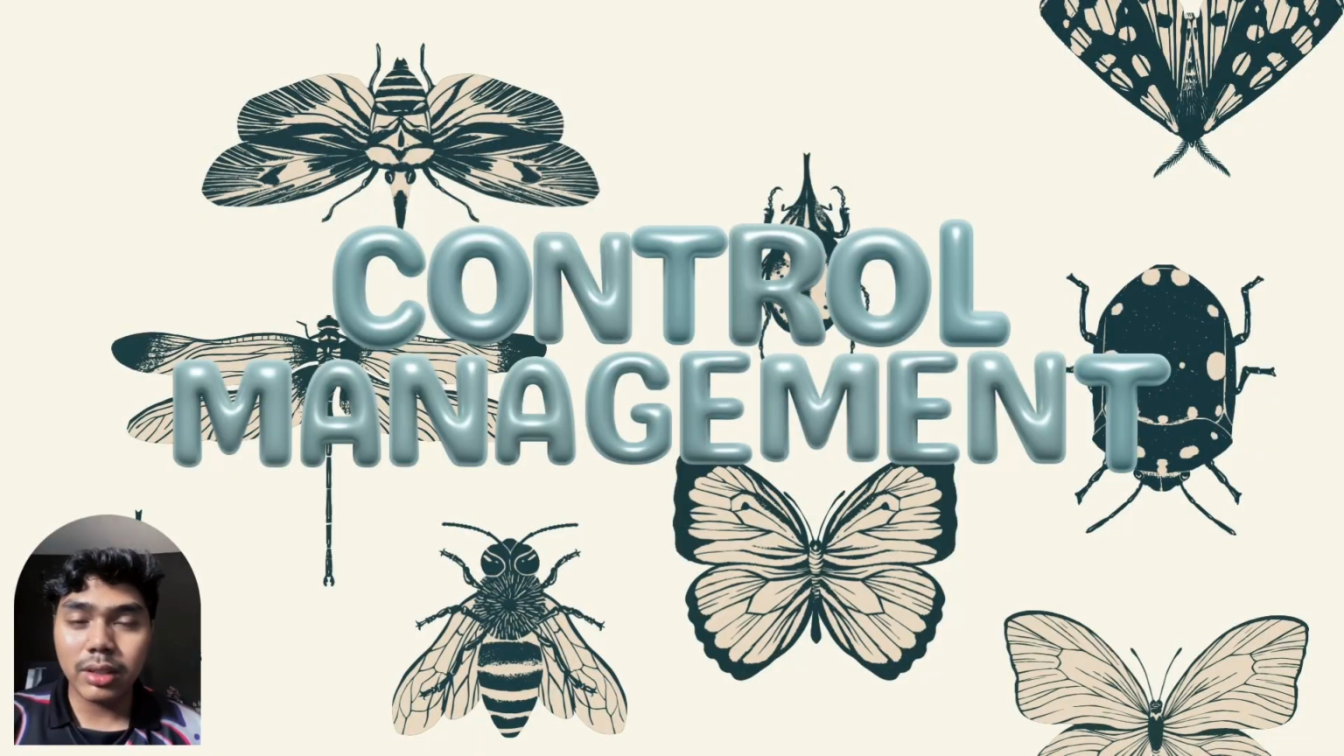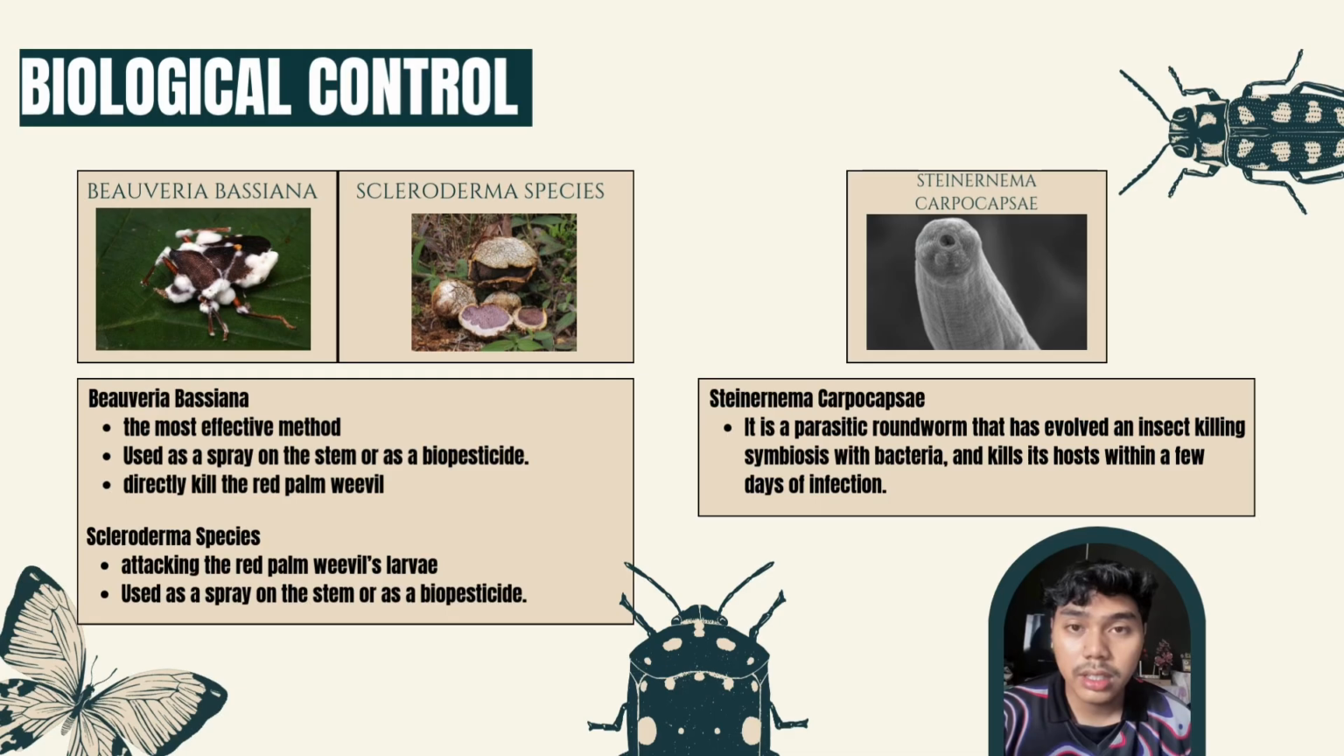Now I will talk about the control management to prevent the spread of the red palm weevil. So first is biological control. In biological control, they use fungi, parasitoids, and nematodes. For fungi, they use Beauveria bassiana, which is the most effective method, by using a spray on the stem or as a biopesticide. Beauveria bassiana will directly kill the red palm weevil.